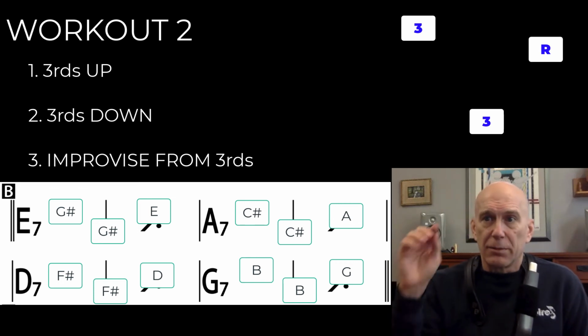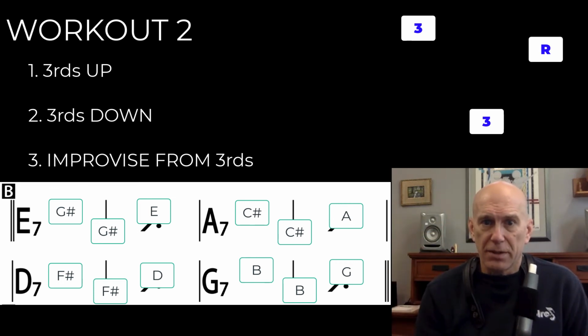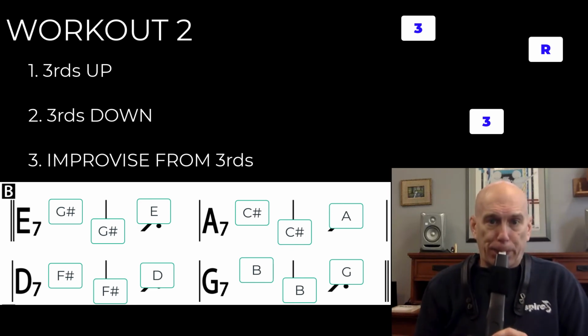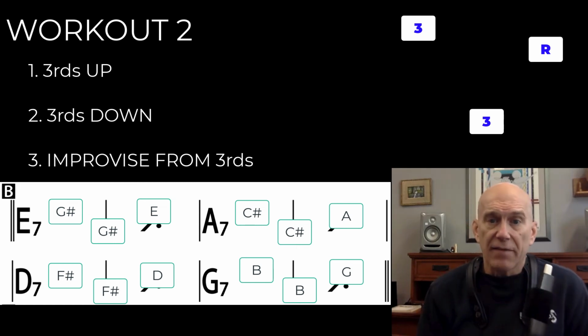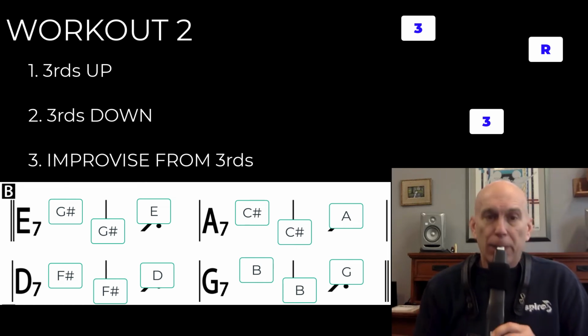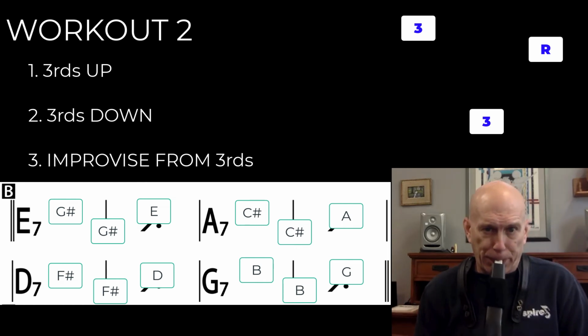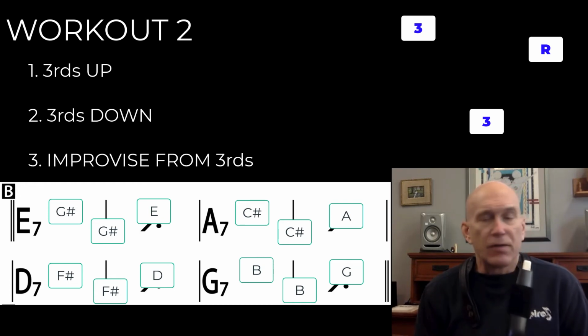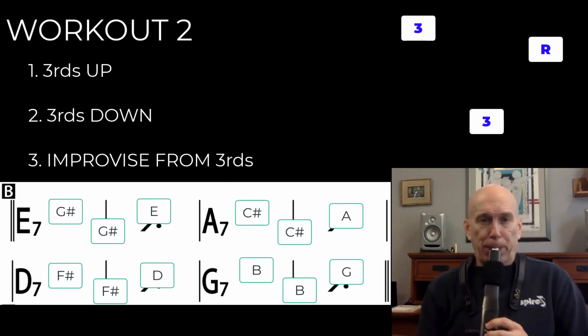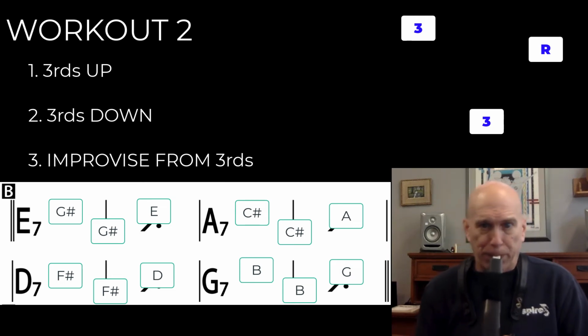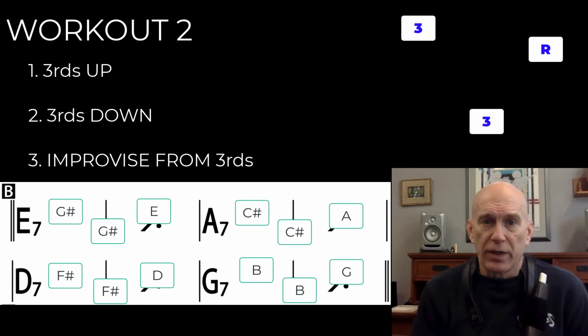So over A, it'll be C sharp to C sharp to A. Over D7, F sharp to F sharp, and back to D. Then over G7, B to B, and back up to G. And then we'll improvise a chorus that is starting on 3rd. So here we go.